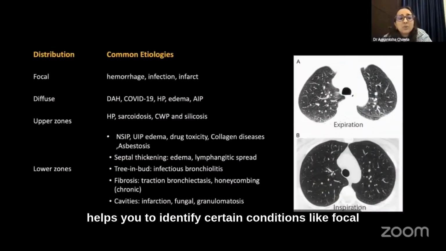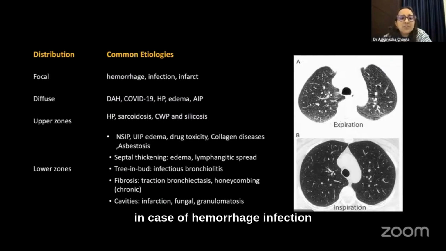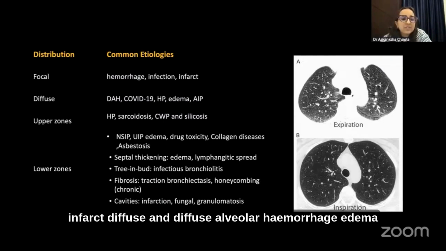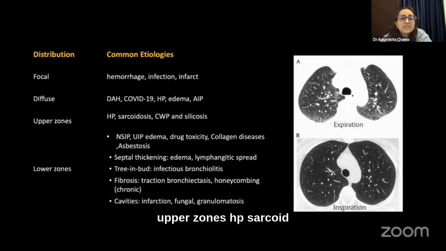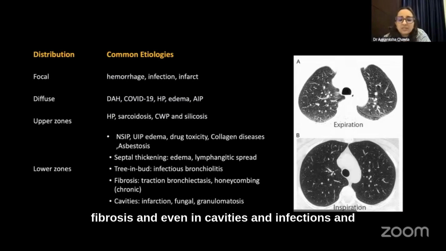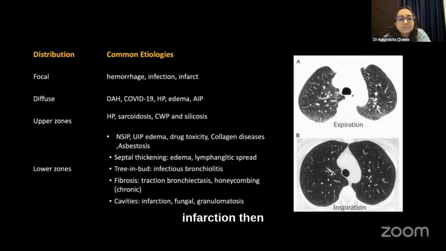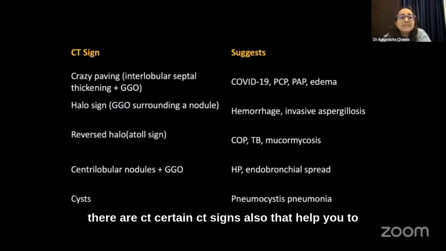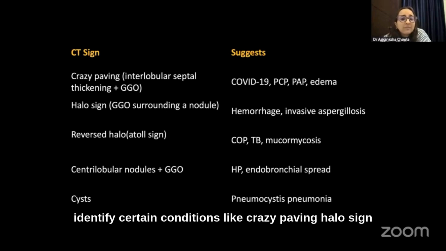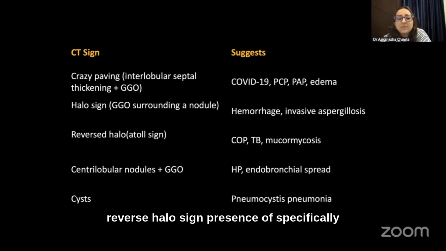Then distribution also helps you to identify certain conditions. Focal in case of hemorrhage, infection, infarct; diffuse in diffuse alveolar hemorrhage, edema; upper zones in HP, sarcoid, silicosis; lower zones can be NSIP, UIP, collagen diseases; tree in bud in case of infection, fibrosis, and even in cavities and infections and infarction. Then there are certain CT signs that help you identify conditions, like crazy paving, halo sign, reverse halo sign, presence of specifically centrilobular nodules with GGOs or cysts.